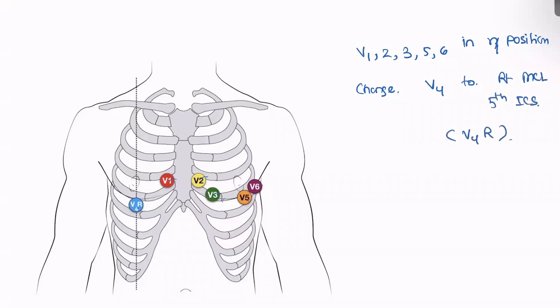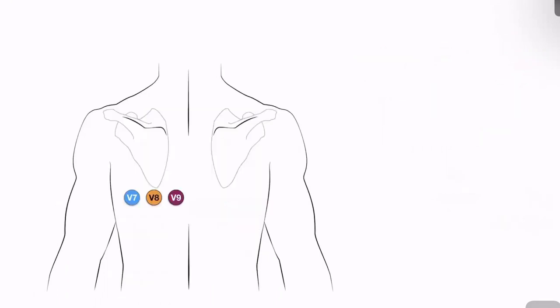Okay. By this method, it can detect RVMI with 88% sensitivity and 76% specificity. So it is also a good method to use if you are in a hurry.